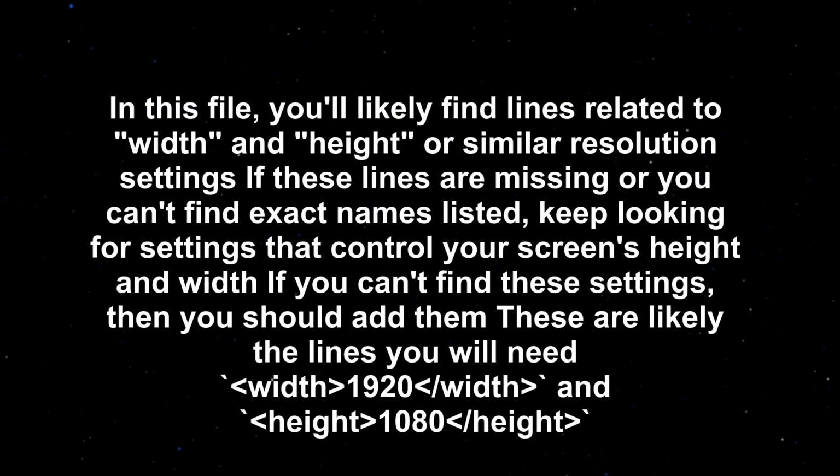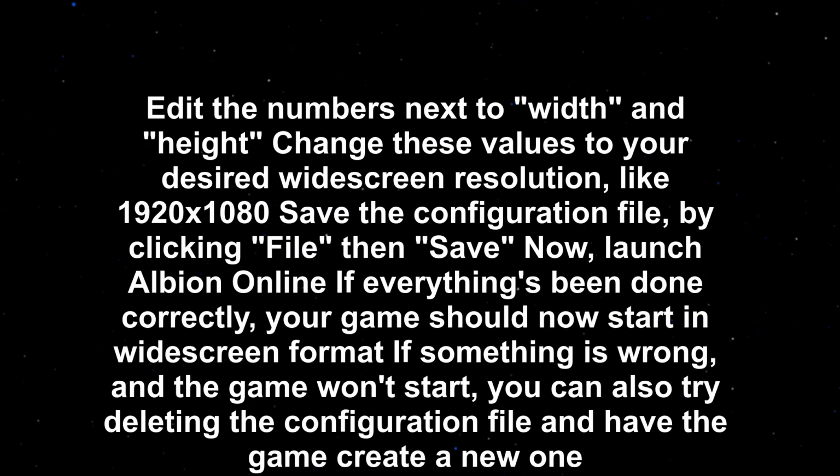In this file, you'll likely find lines related to width and height or similar resolution settings. If these lines are missing or you can't find exact names listed, keep looking for settings that control your screen's height and width. If you can't find these settings, then you should add them. These are likely the lines you will need: width 1920, width greater than, and height 1080. Height. Edit the numbers next to width and height.